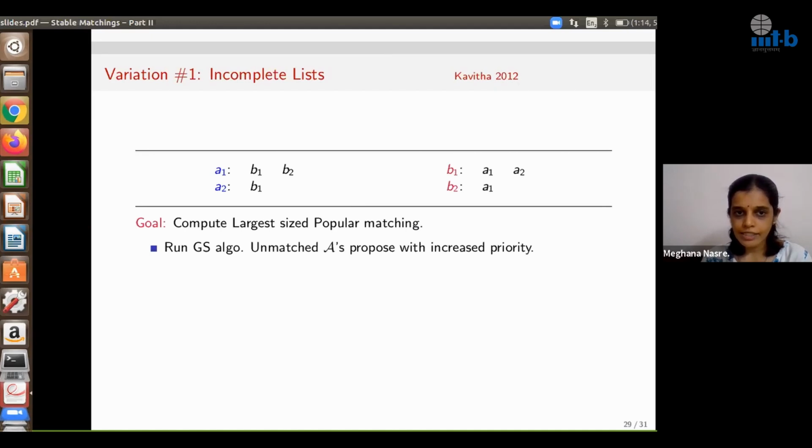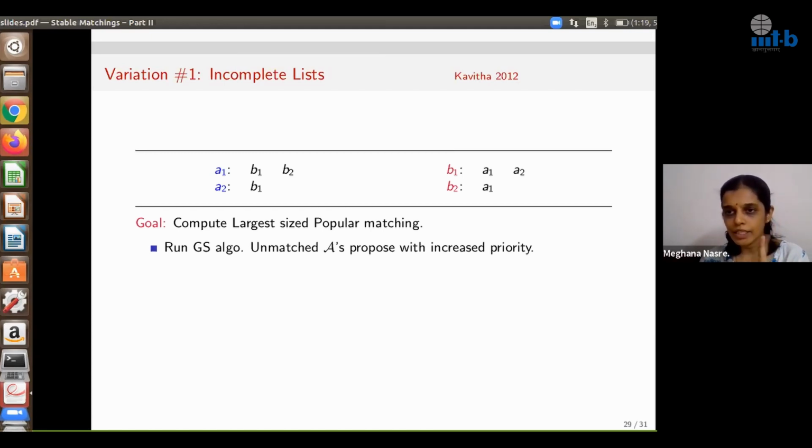So it says run the Gale-Shapley algorithm. Remember, there is no breaking ties arbitrarily because there are no ties at all. Then if there is an unmatched A, it proposes with increased priority. And remember, in the earlier case, when an unmatched A proposed with increased priority, the B's decided to accept or reject based on ties in their preferences. But here there are no ties. So whenever we get an increased priority proposal, the person is going to accept it.